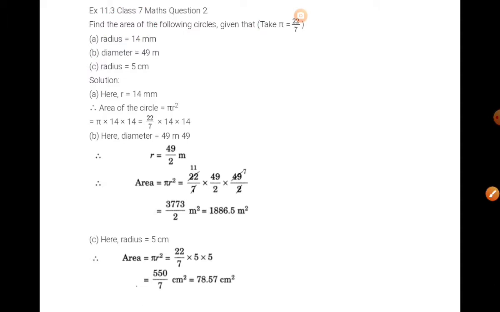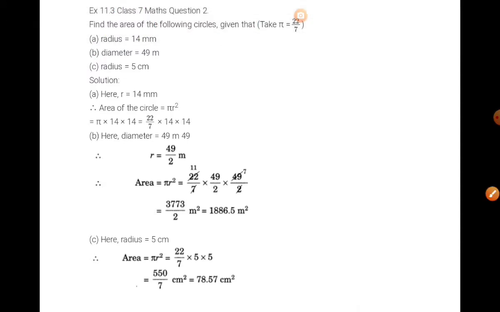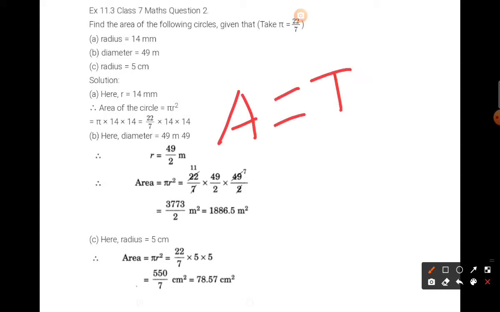So what do we have to calculate? Area. So how will we take out area with the help of the given information? First of all, let us recall the formula for area of circle. It is pi r square. Okay, so this is the formula. So using this formula we will find the area in all these questions.